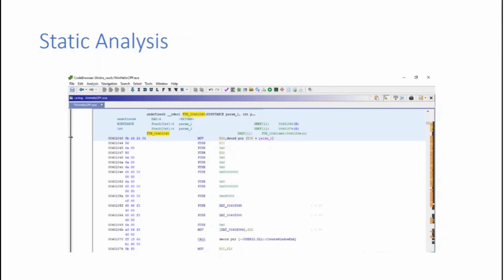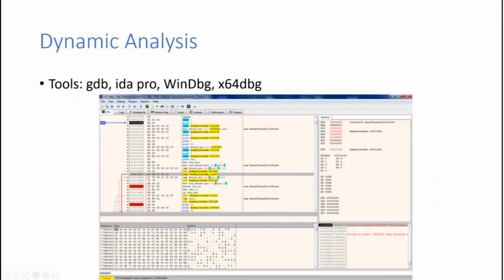As we can see here, this is the assembly listing view which is available inside of Ghidra. We can use this listing view to perform our static analysis. For dynamic analysis, we can use tools like GDB, WinDbg, or x64dbg. GDB is only available on Linux operating systems, while WinDbg and x64dbg are available only on Windows.